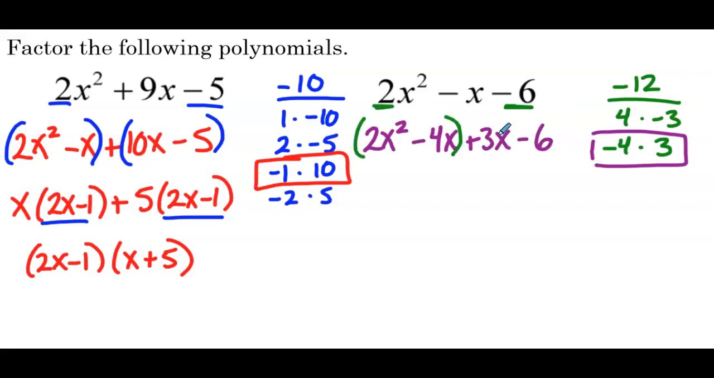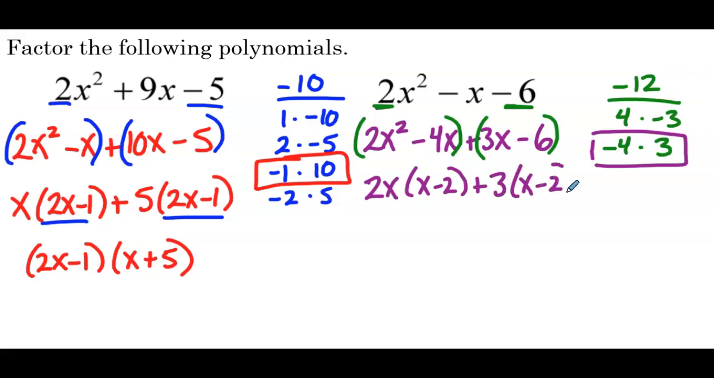We'll group the first two terms together, second two terms together. The greatest common factor of the first two terms is 2x. We'd be left with x minus 2. The greatest common factor of the second two terms is 3. We're left with x minus 2. x minus 2 is the greatest common factor in each, so we'll factor out x minus 2 and be left with 2x plus 3. And there we have the factors of 2x squared minus x minus 6.